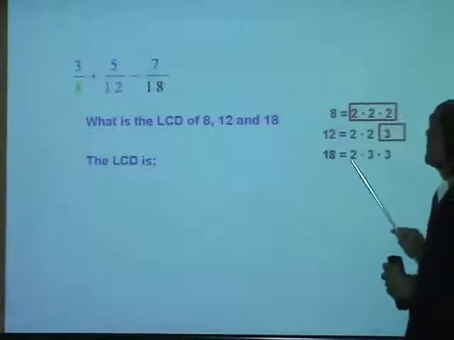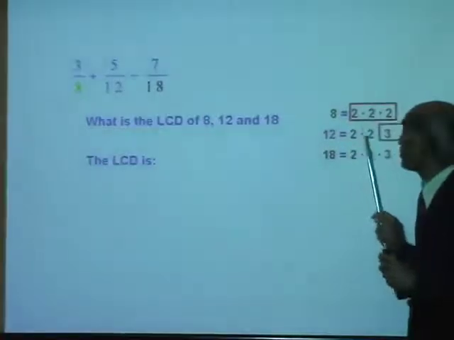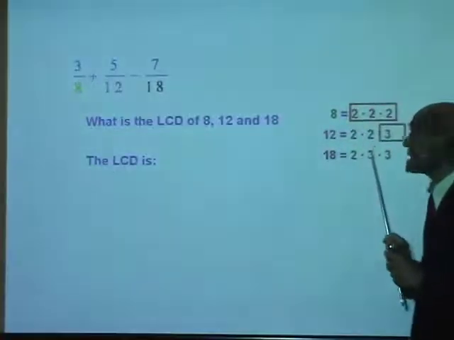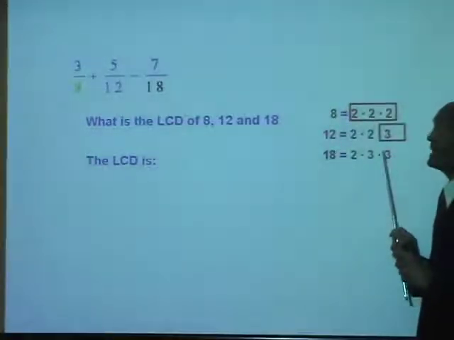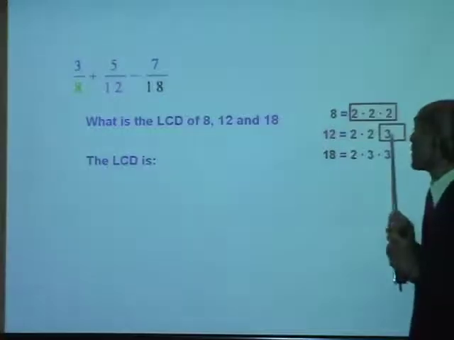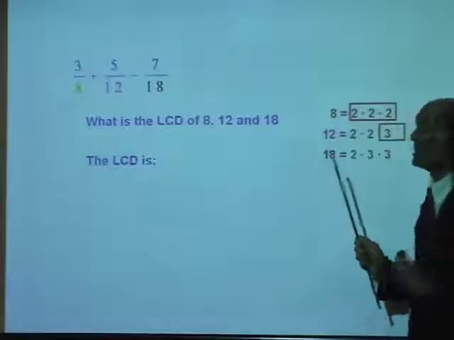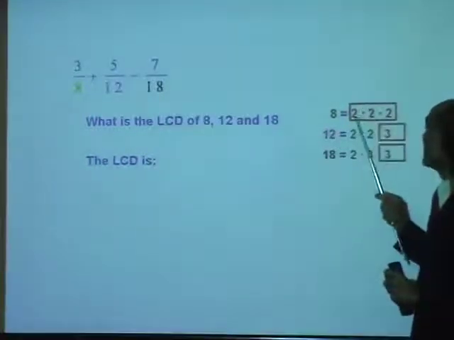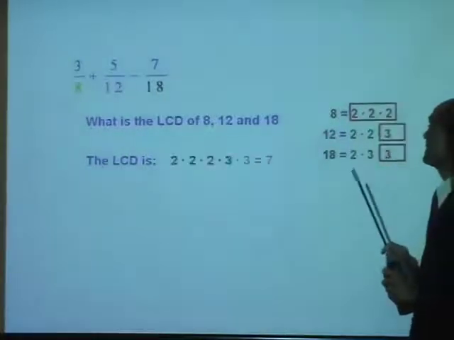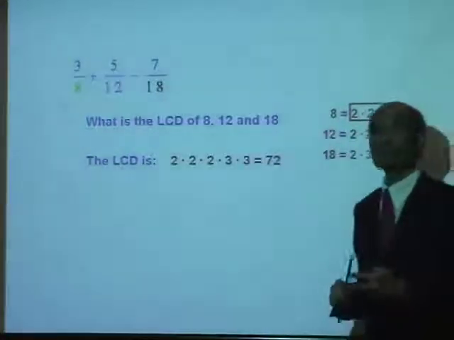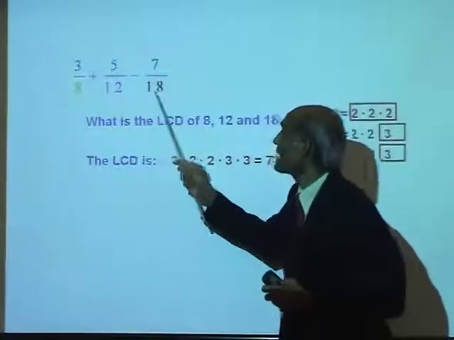Go to the third number. Do we need that 2? No. Do we need that 3? No, we have picked a 3 there. But do we need that second 3? Yes, because we have picked only one 3. So if there is a second 3, we need to pick that. So what's our LCD now? It is 2 times 2 times 2 times 3 times 3. There you are. 72. That means 72 can be divided by 8, 12 and 18.